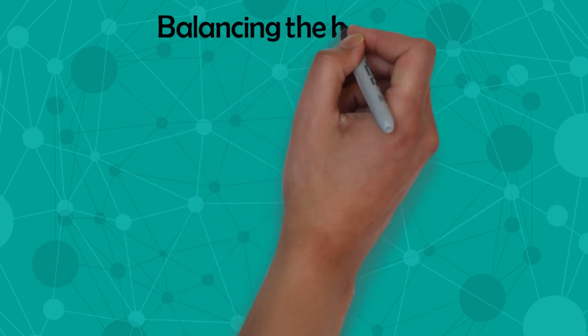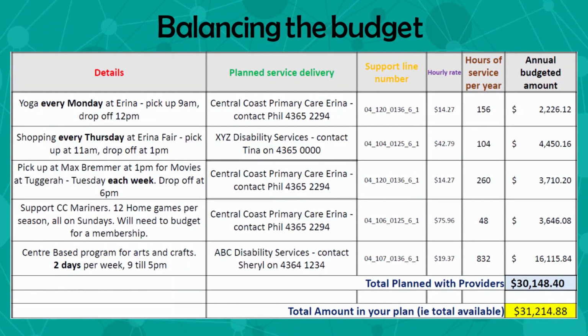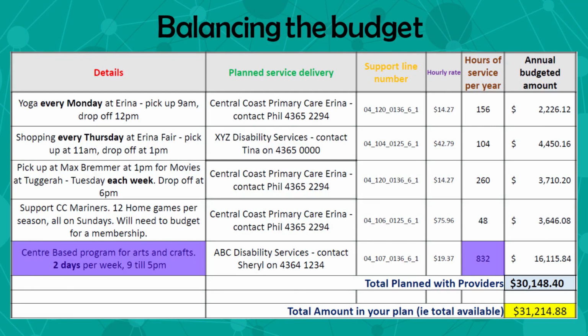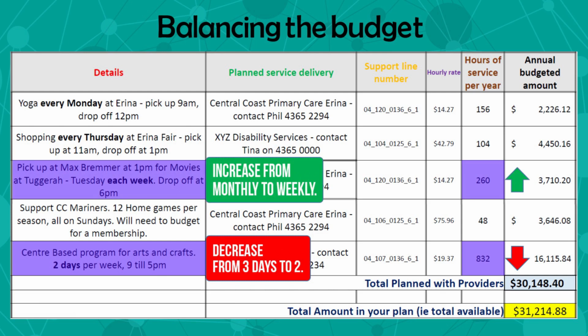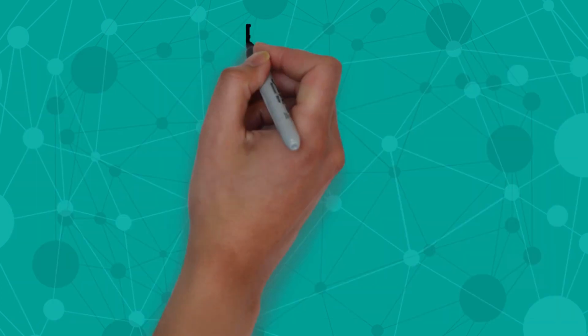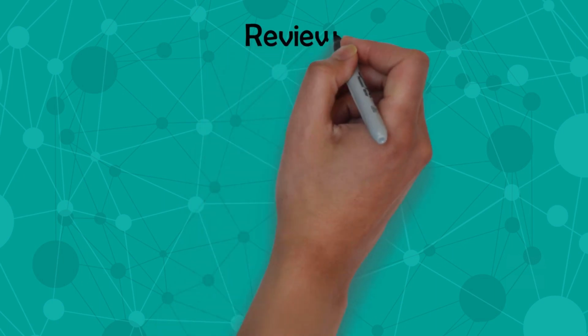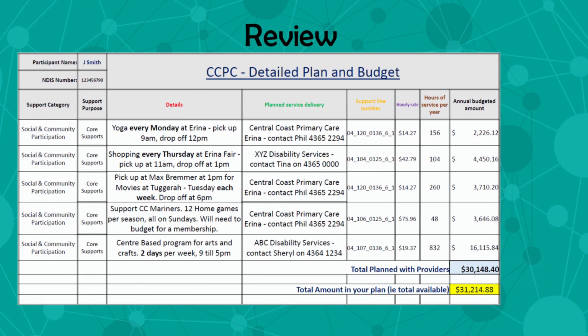To save this money, our participant decides they are spending too much money on the center-based program for arts and crafts, so they cut that back from 3 days per week to 2 days per week, which significantly reduces the spending in this area. That leaves them with some spare funds, so they work out that they can afford to go to the movies every week instead of every month, which actually increases their hours. These actions bring the total spend back to $30,148, which is under the budget. It leaves $1,000 unallocated, but this can be spent during the year on another service.